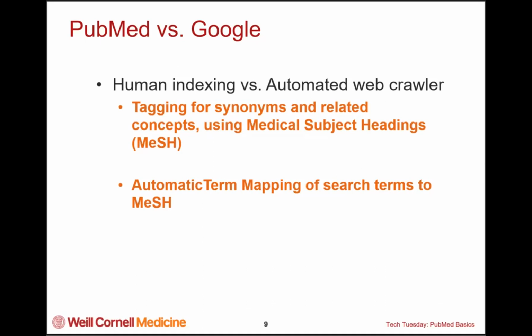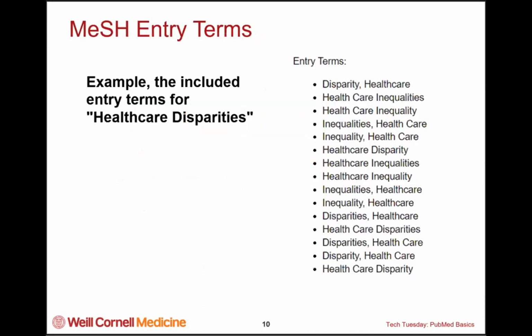This means that you can do more precise searching in PubMed than you can in, say, Google Scholar, which doesn't use human indexing. This is a really useful tool when researching more complex concepts such as healthcare disparities. All of these entry terms on the right map to the MeSH heading of healthcare disparities.